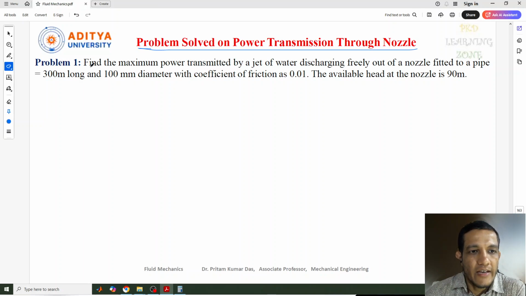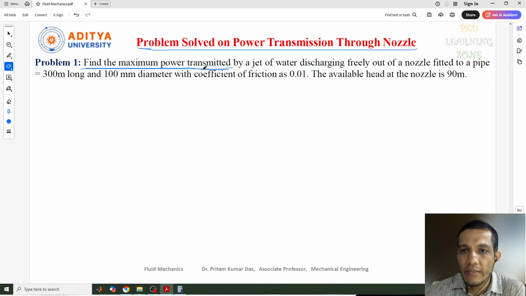So the question I have taken here: find the maximum power transmitted by a jet of water discharging freely out of a nozzle fitted to a pipe that is 300-meter long and 100-millimeter diameter with coefficient of friction as 0.01. The available head at the nozzle is 90 meter. So what we need to calculate? We need to calculate the maximum power transmitted.